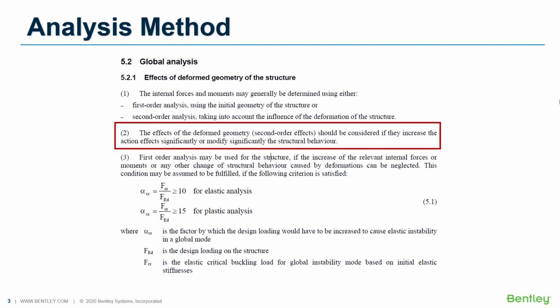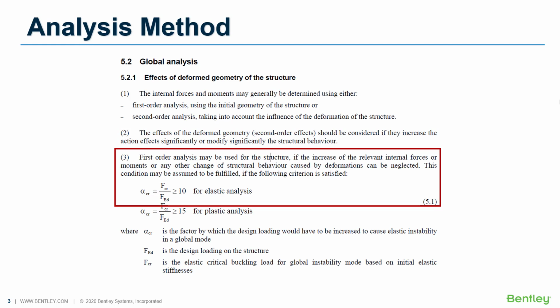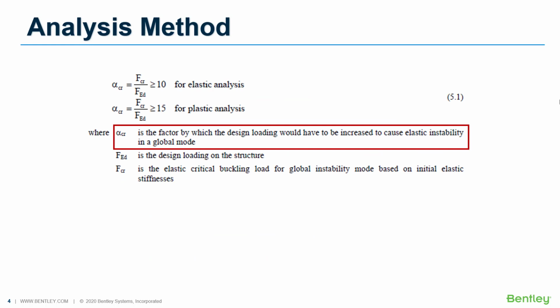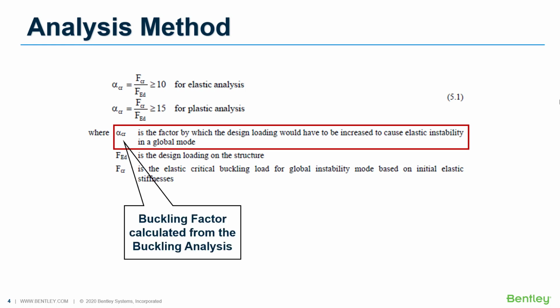Frankly speaking, analyzing a model twice and comparing the results is a very tough and time consuming task. There is another method which is easier to follow, by checking the alpha CR value. For elastic analysis, if the alpha CR value is greater than or equal to 10, then we can go for first order elastic analysis. Now have a close look at the alpha CR value, which is the ratio of design load to elastic critical buckling load. This is nothing but the buckling factor. So if we perform buckling analysis and check whether the critical buckling factor is greater than or less than 10, then we can easily find out whether we should perform first order analysis or second order analysis.